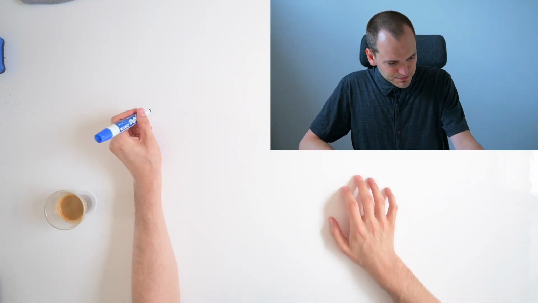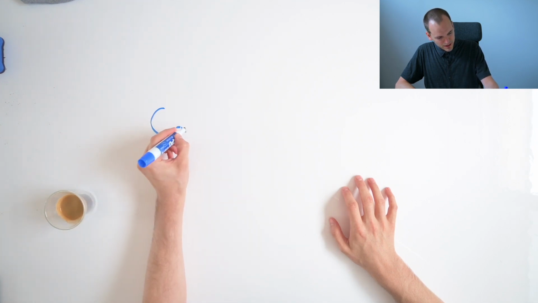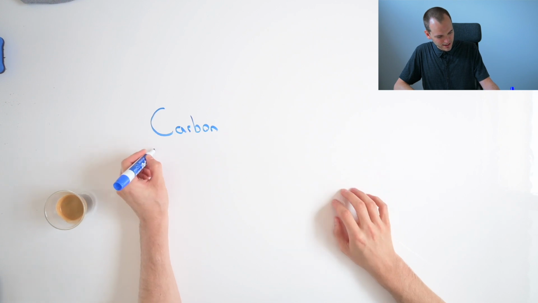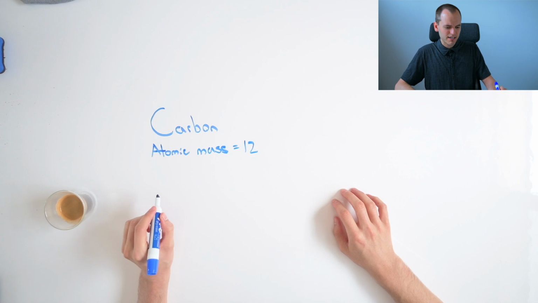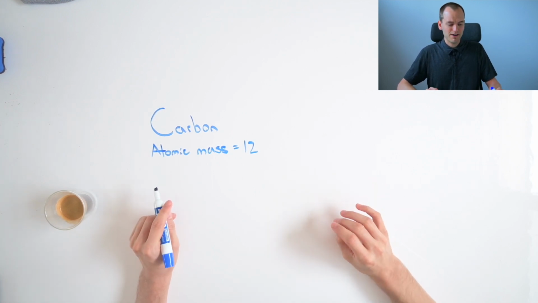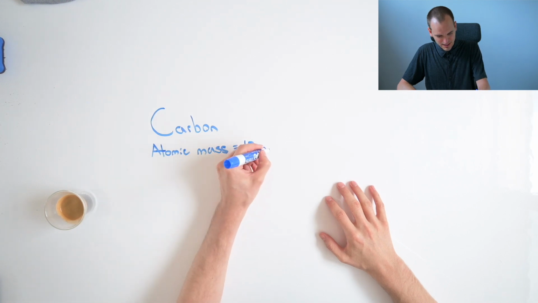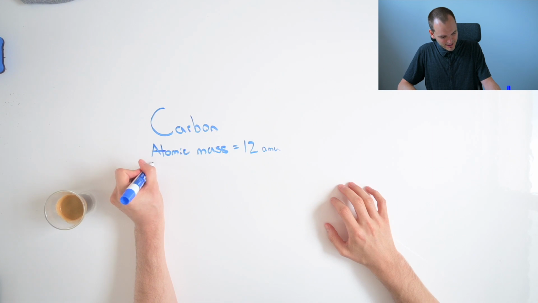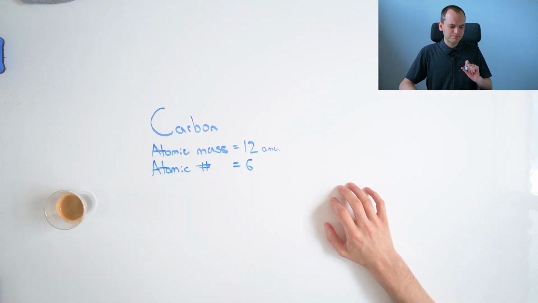But don't worry, we'll be going over that very soon. So for carbon, what we need to know is a few simple things. First, the atomic mass we're going to use today is going to be 12. Now, typically carbon does weigh 12, and that again is AMU. The next thing we need to know about carbon is its atomic number is equal to 6.